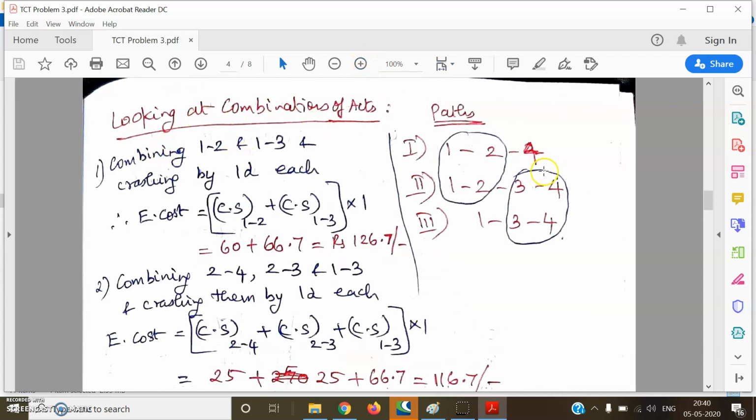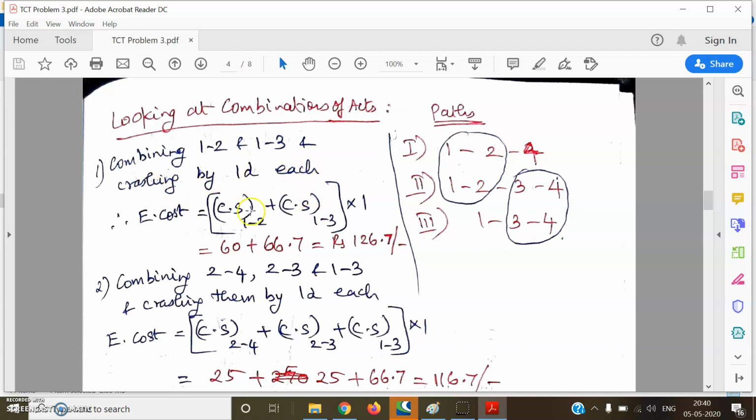So the first combination I'll start with is 1, 2 along the first and second path, with 1, 3 on the third path. So I will crash 1, 2 and 1, 3, which is the first combination, each by 1 day. That is what I'm writing here: combining 1, 2 and 1, 3 and crashing them each by 1 day.